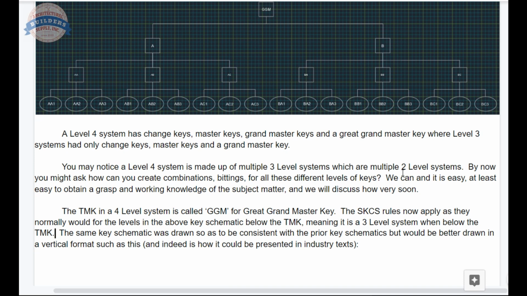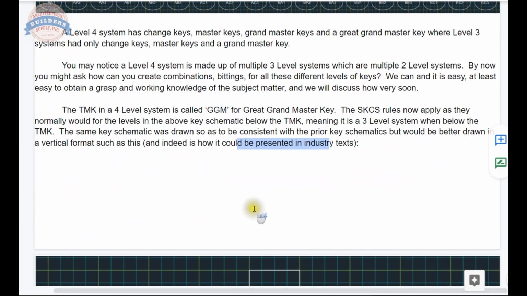The same key schematic was drawn so as to be consistent with the prior key schematics, meaning I drew it horizontally. You really can't see that very well, but it would be better drawn in a vertical format, and I think required, if you're going to write this down on a test, you better draw it in a vertical format if the system is so large it's not convenient to do it vertically, and that is how it would be presented in industry texts.